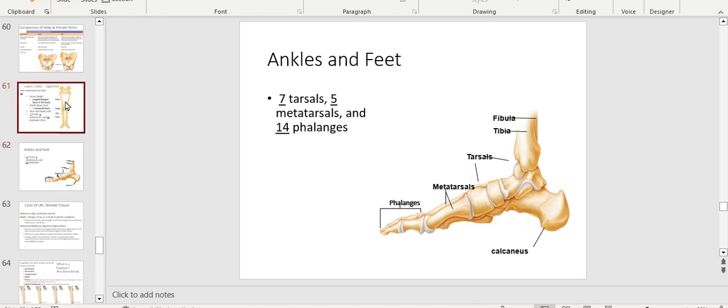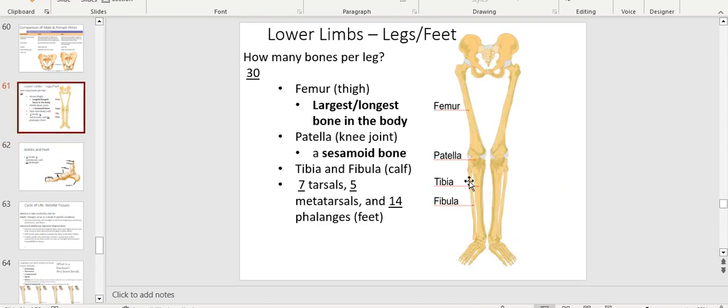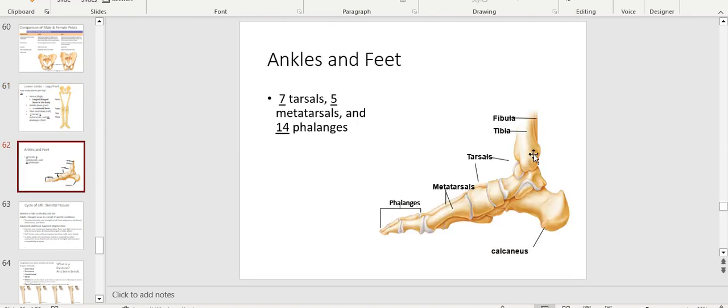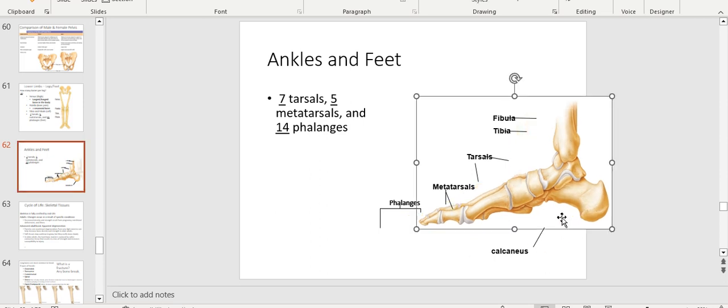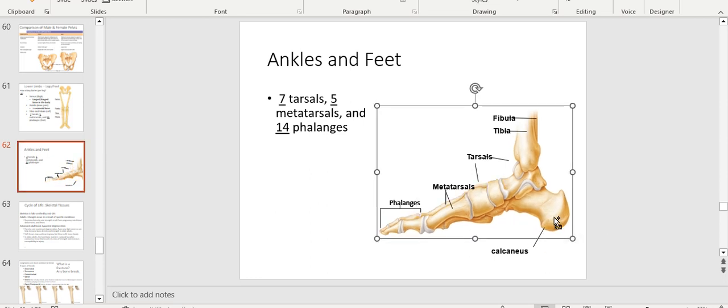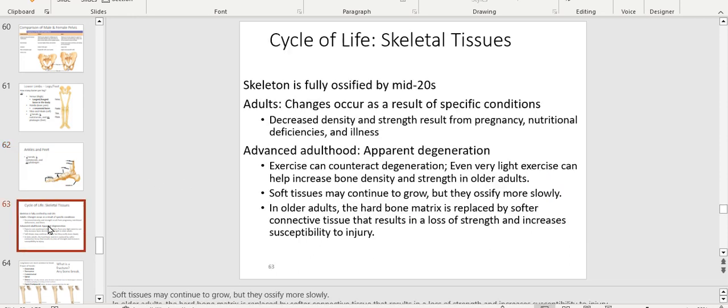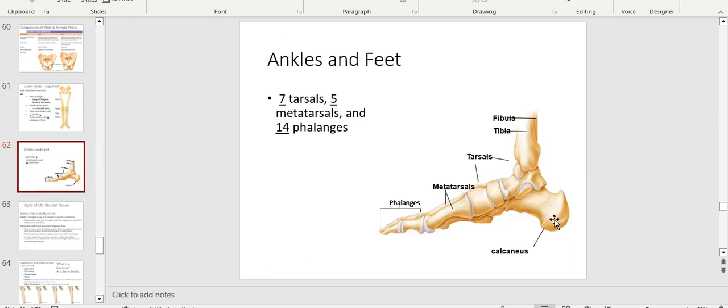Ankle and the feet, you see your tibia and fibula. Your tibia is the bigger one. The fibula is just more for balance. They come down and attach to the tarsals. There are your metatarsals and your phalanges. I always like this one in a test. I just love it. The calcaneus. That is your heel bone.